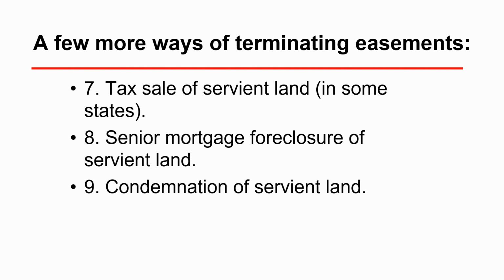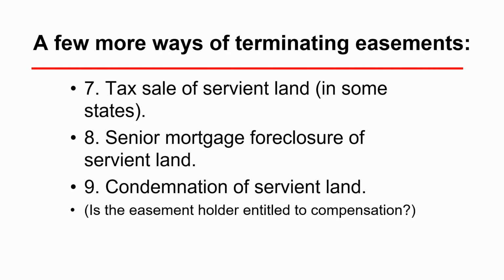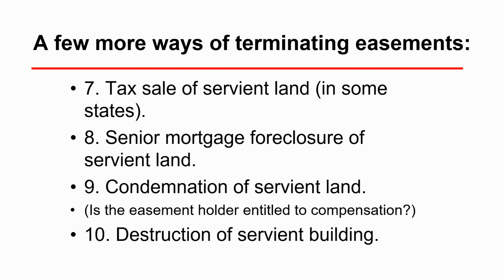Another possibility is that the government condemns the servient land, takes it in what we call eminent domain for some public purpose. Now, when that happens, the easements are going to be wiped out, at least if the government needs the portion of the land that the easements run across. On the other hand, the easement holder will be entitled to compensation if the government wipes out their easements.